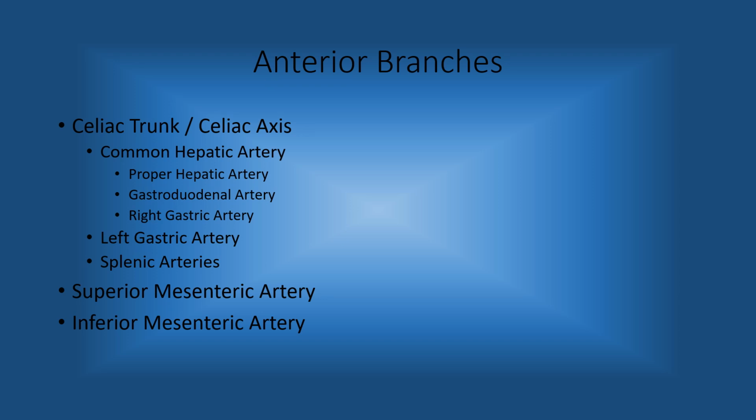Okay, so let's talk about those in a little bit more detail. We're going to start at the top with the celiac trunk, also known as the celiac axis. And off the celiac trunk, you're going to have 3 branches. Okay, the 3 branches are going to be the common hepatic artery, the left gastric artery, and the splenic artery.